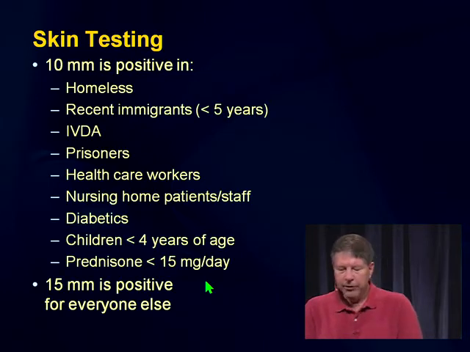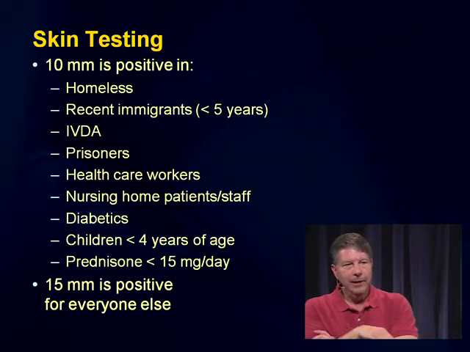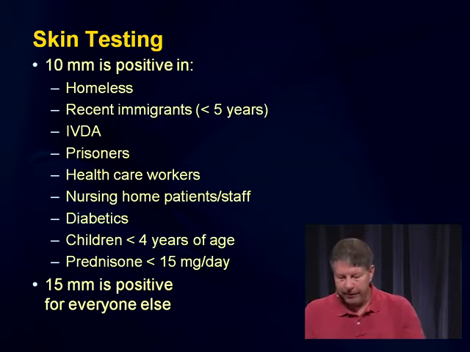The 10 is the harder one. This is pretty much everybody who's not quote-unquote normal, but kids under 4 fall in this category. So children under 4 are 10. Now, if the kid is under 4, but they live with somebody who's got tuberculosis, it's 5 again, right? So that trumps everything. Living with someone with TB brings you down to 5. So this is where we come in, healthcare workers, we're 10. The homeless are 10. Diabetics are 10. And then lower dose prednisone gives you a 10. But everybody else is 15.